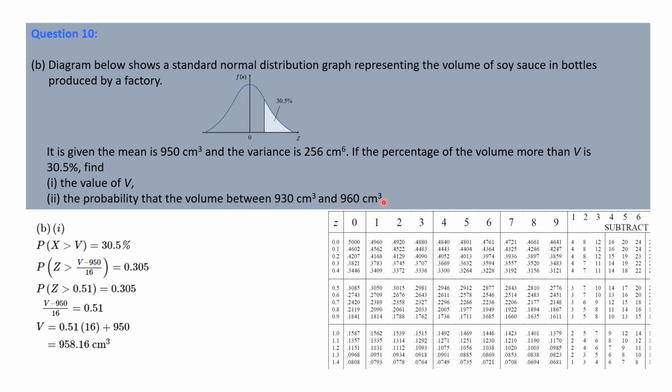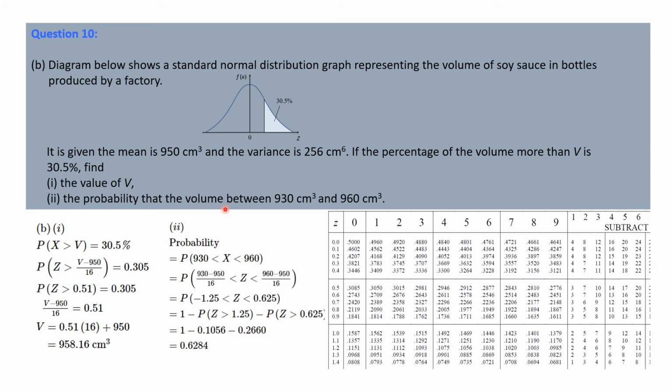Right? For number 2, the probability that the volume is between 930 cm³ and 960 cm³. So we have to find the probability. First of all, we standardize the x to become z. Then we use probability of (930 minus 950) over 16 and (960 minus 950) over 16, we will have probability for z in between negative 1.25 and 0.625.